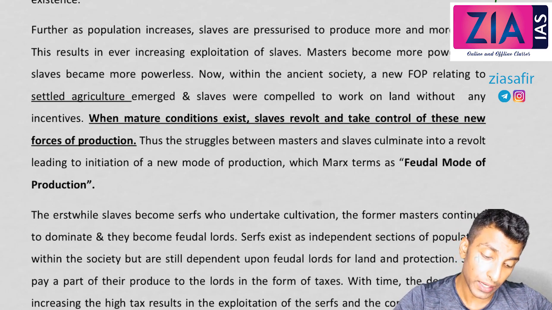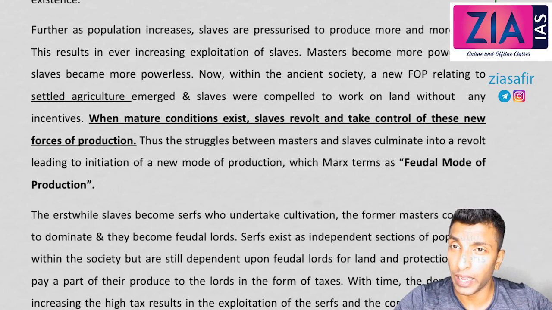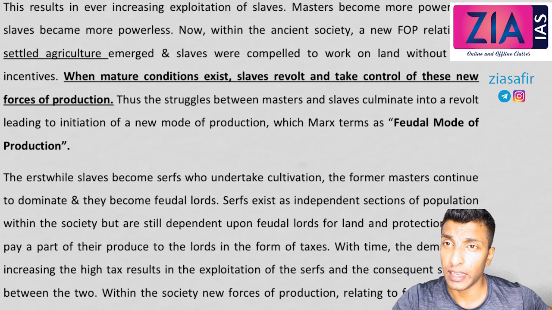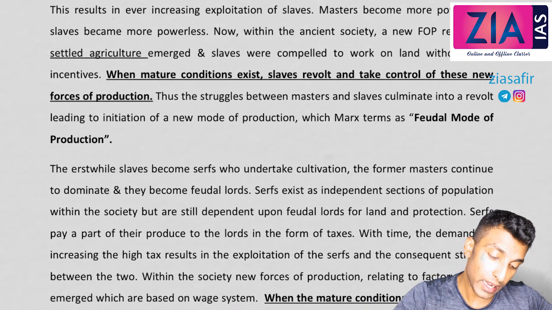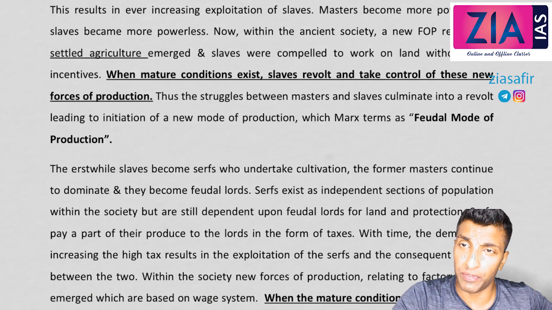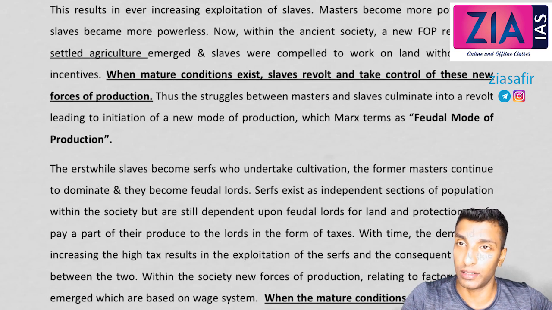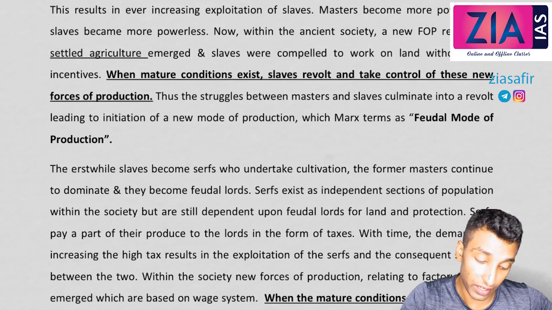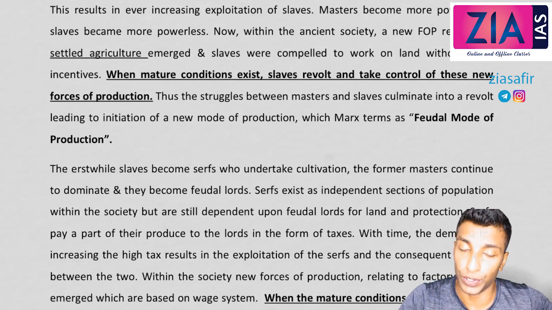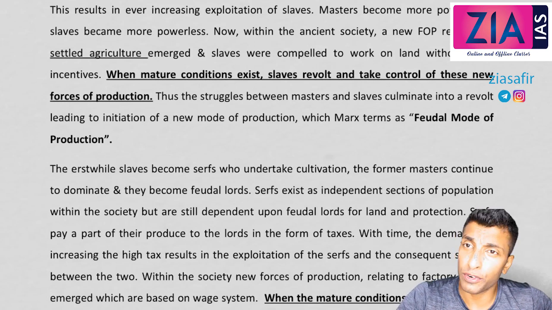Now, within the ancient society, new forces of production relating to settled agriculture emerged, and slaves were compelled to work on land without any incentives. When mature conditions exist, the slaves revolt and take control of these new forces of production. Every time they revolt, they are taking control of the forces of production, but ultimately they are not getting anything. Only in capitalism, when they capture everything, socialism will come. That's the correct one. Then there will not be any exploitation after that. But here you can see they are not changing their phase actually. And this is based on false consciousness, and in capitalism it is based on true consciousness.